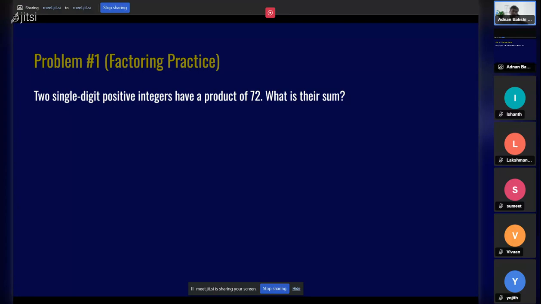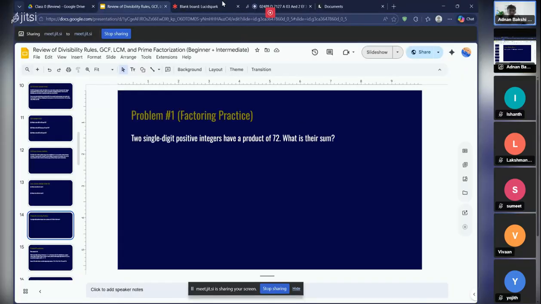Okay, I've seen most of y'all are done with this first problem, so let's get into it. Vivian, I see you. You said you were done first, so can you tell us what you got for problem number 1? I got 17. 17. That's actually correct. Good job. Let's see how you got this.